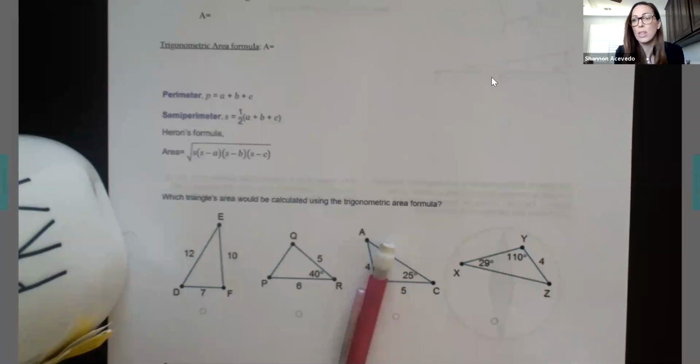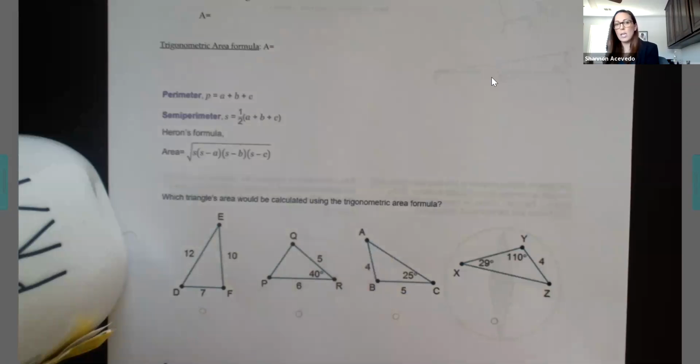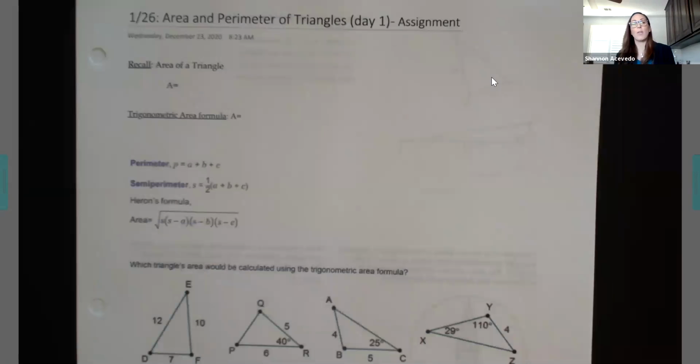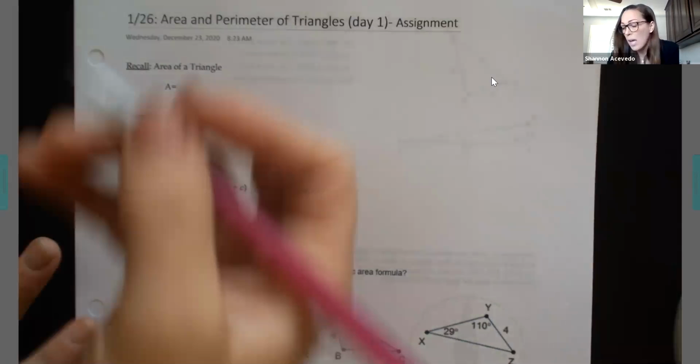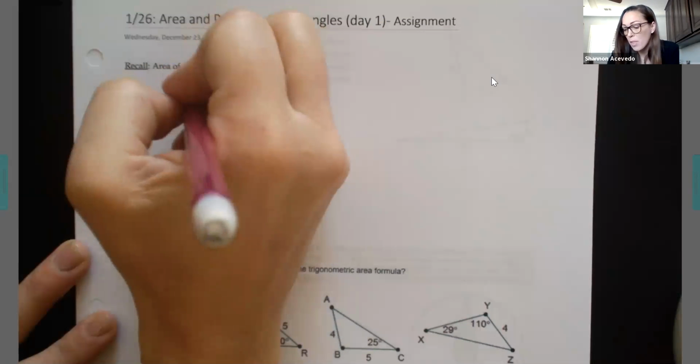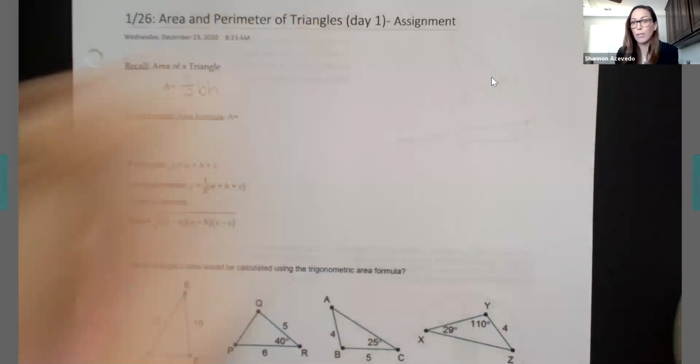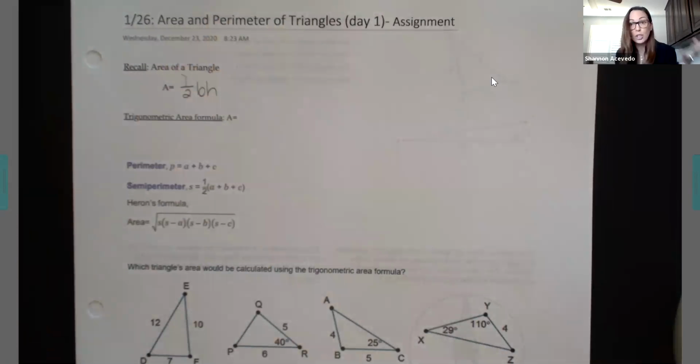Alrighty, so this is going to be day one of area and perimeter of triangles. So we're like, oh yeah, area, perimeter, we know area of triangles. When I usually ask someone, what's the area of a triangle? Our go-to is it's 1/2 the base times the height. And you're like, yeah, that sounds really familiar. That's totally it, which it's true.